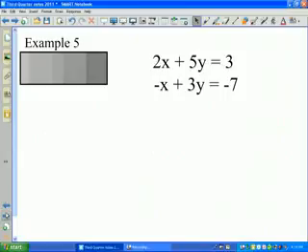All right, 2 more examples. I know it's been forever, right? So what do we notice this time?